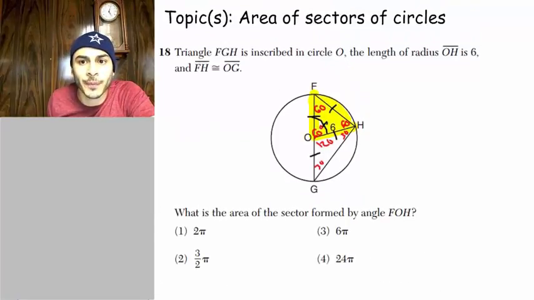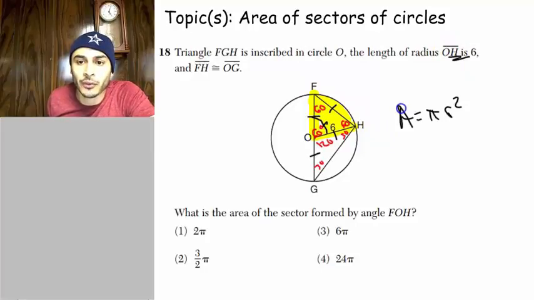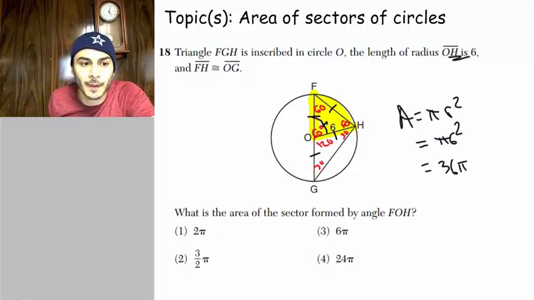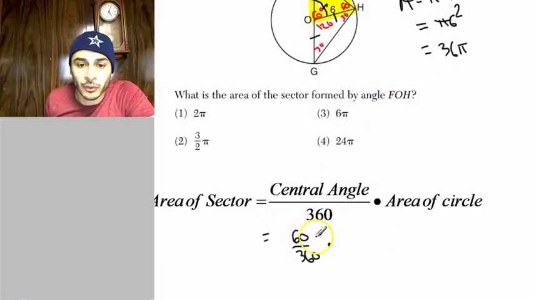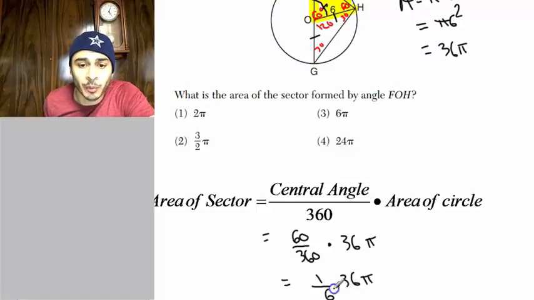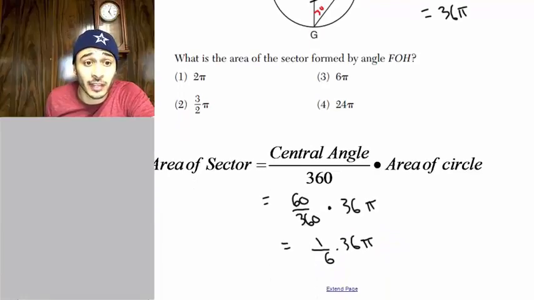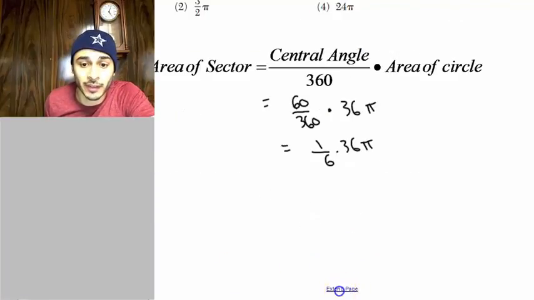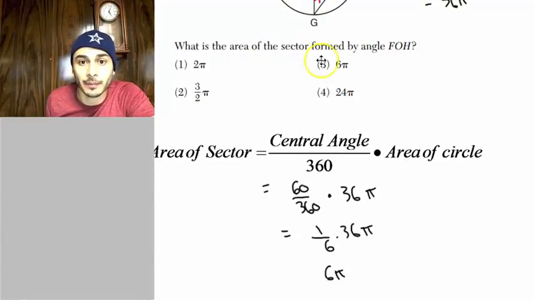Well, what's the area of the circle? Well, the radius is 6, so it's pi r squared. So that's going to be pi 6 squared. So the area of the circle is 36 pi. So it's 60 over 360 times 36 pi. 60 over 360 is 1/6, so it's 1/6 times 36 pi. Well, multiplying by a sixth is the same as dividing by 6. So 36 pi divided by 6 is 6 pi. So the answer is 6 pi.